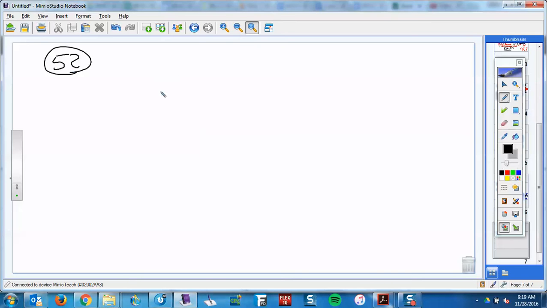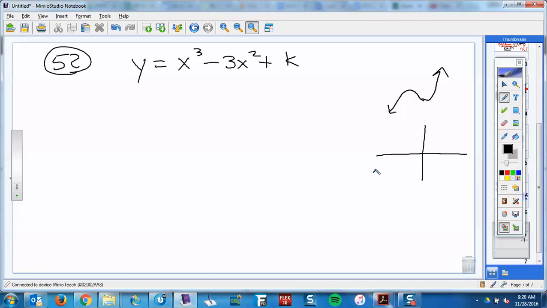So the function they give us is y equals x cubed minus 3x squared plus k. Now what's that k do to the graph? It just shifts it up and down. Now what's a normal cubic look like? Just an ordinary cubic. It could go up, down, up again, right? Remember we had those questions about how many x-intercepts it could have. Couldn't it just have one? Couldn't it come up and do that? It could just have one.